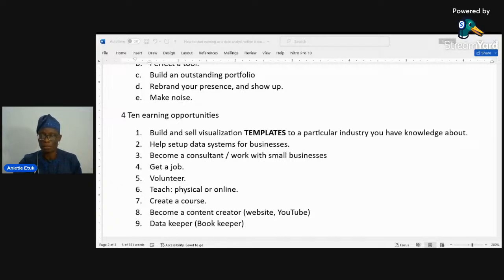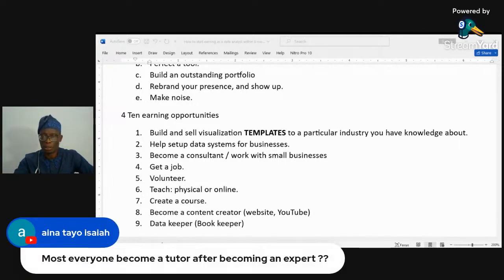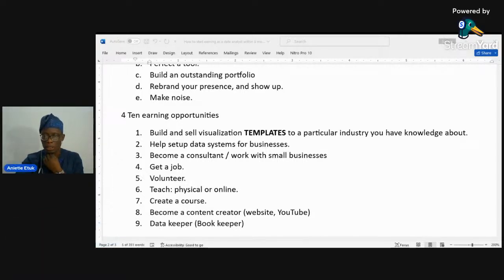Okay. Somebody said, must everyone become a tutor after becoming an expert? I think the question is not clear, but let me interpret it. If you need to become a tutor to be an expert, no, I did not say that. That's number one. Then two, you don't need to become a tutor. One person can know how to teach, another can know how to just lead. Okay, the next question.